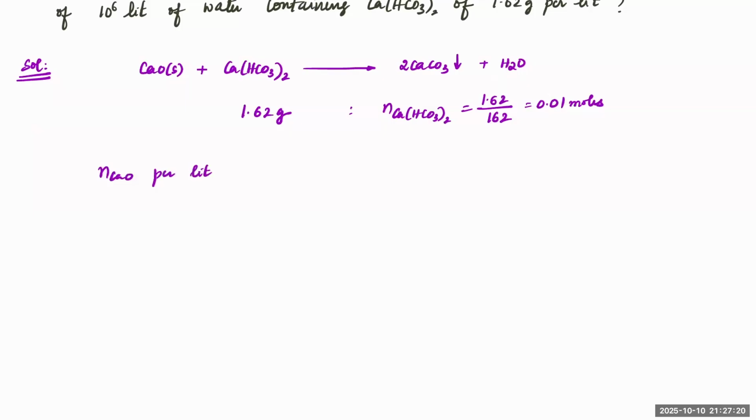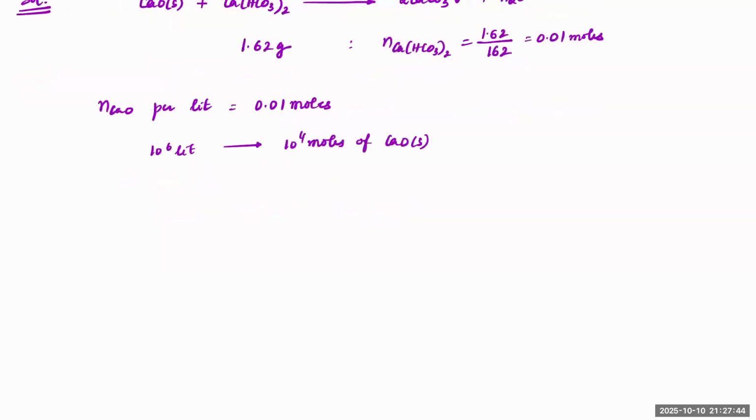per liter is how much? 0.01 moles, because you can see the mole ratio here is 1 is to 1. So if this many moles are present per 1 liter, then 10 raised to power of 6 liters will have 10 raised to power of 4 moles of calcium oxide. Therefore, the weight of calcium oxide in kgs that you need to add will be equal to 10 raised to power of 4 into 56, the molar mass, into 10 raised to power of minus 3 if you are to write it in kgs. So that will be equal to 560 kgs.